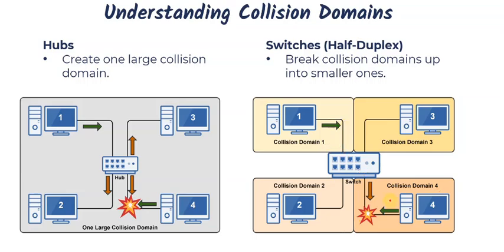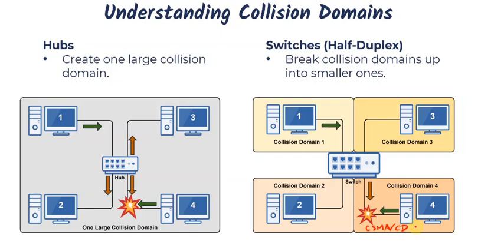So how do we mitigate collisions with half duplex and also with hubs? Well, because we now really only use switches, to mitigate these collisions, we use CSMA/CD. And we have a lecture dedicated solely to CSMA/CD in this section. So we're going to talk about that.